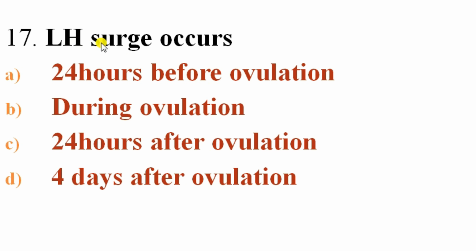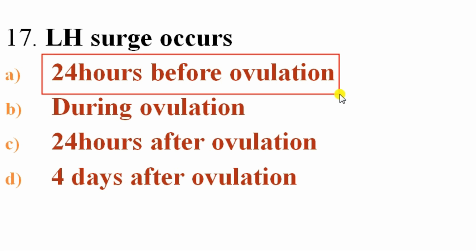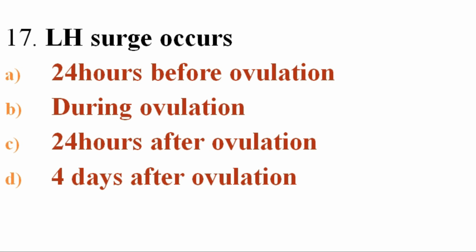Next question. The LH surge occurs: A. 24 hours before ovulation, B. during ovulation, C. 24 hours after ovulation, D. 4 days after ovulation. Answer is A. 24 hours before ovulation. LH surge occurs 24 hours before ovulation. The ovulatory phase begins with a surge in the luteinizing hormone and follicular stimulating hormone levels. Luteinizing hormone stimulates ovulation or the egg release, which usually occurs 16 to 32 hours after the surge begins.